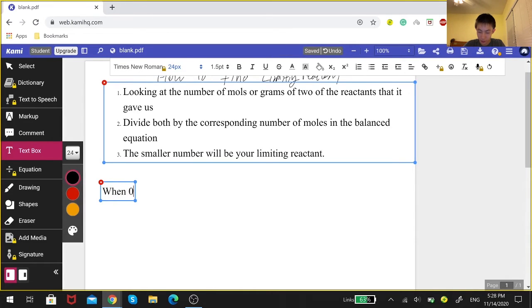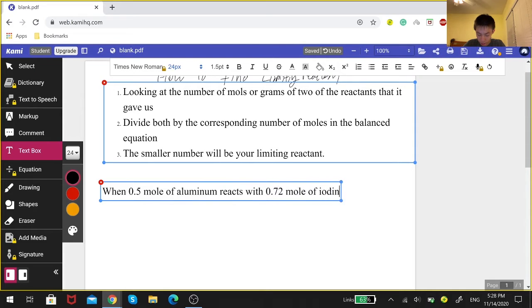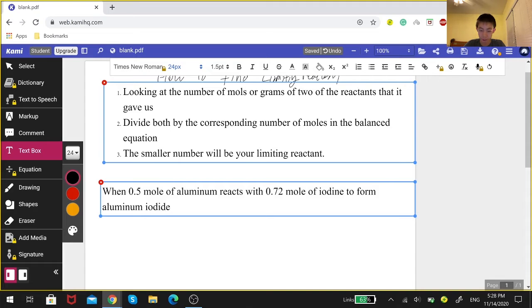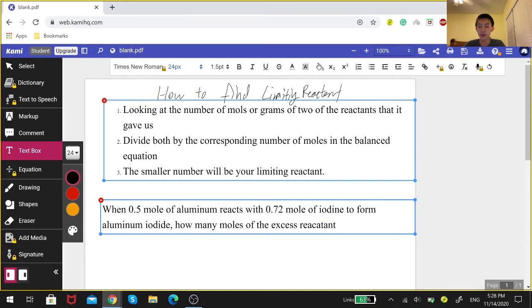So, when 0.5 mole of aluminum reacts with 0.72 mole of iodine to form aluminum iodide, how many moles of the excess reactant will remain? Now, excess reactant is basically what's not the limiting reactant.